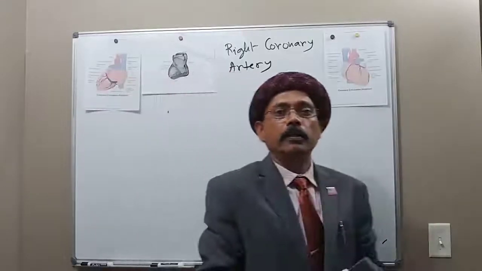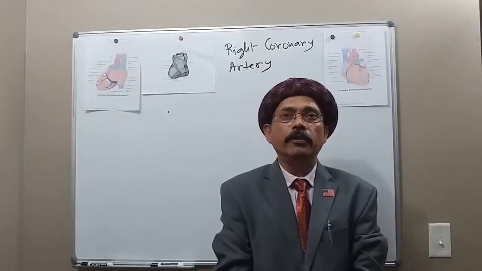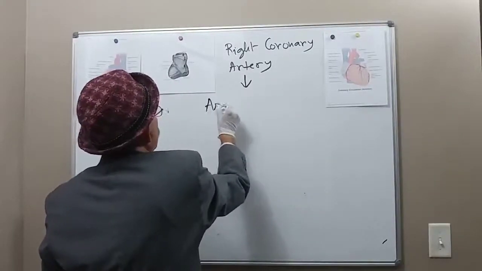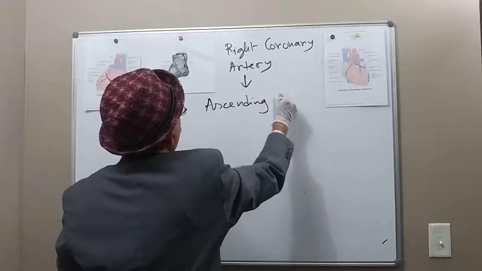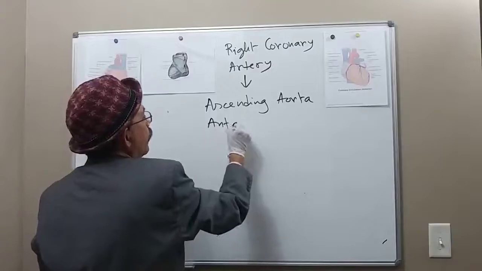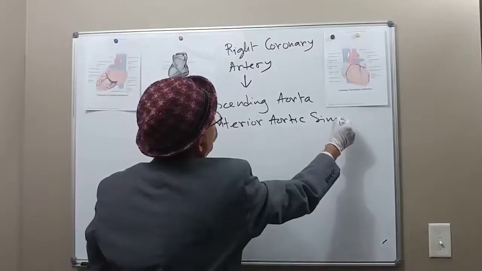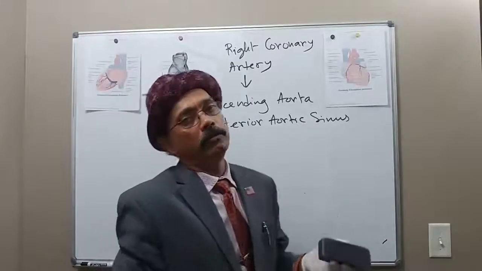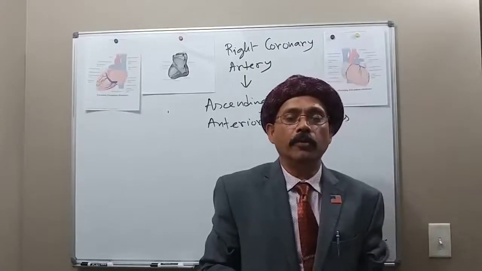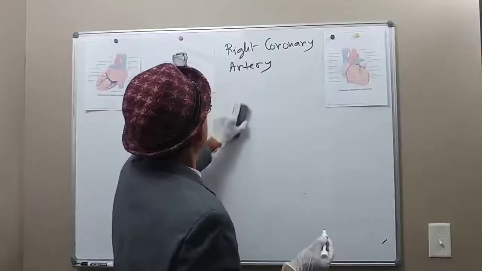The right coronary artery is a branch of the ascending aorta. It arises from the anterior aortic sinus. We can call it the right aortic sinus. Then what are the branches of the right coronary artery? We go to the branches of the right coronary artery.